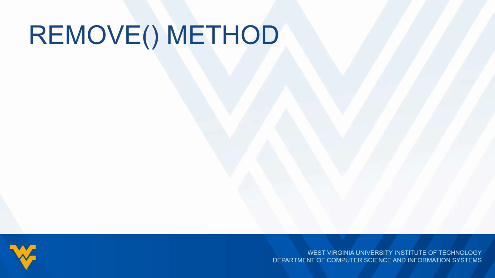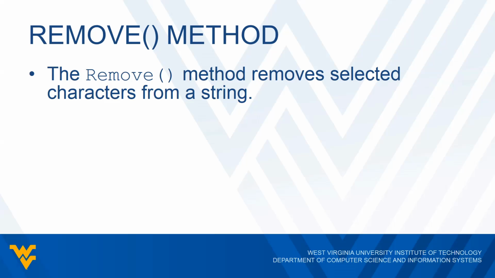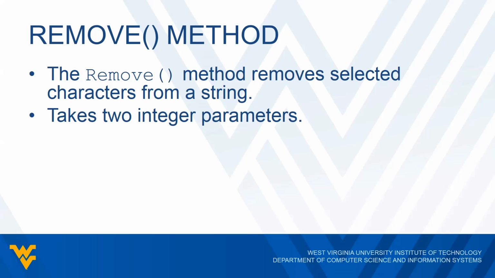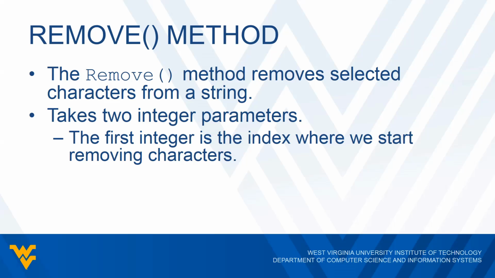The next method, called the remove method, is also a different method from what we've seen in other languages. The idea with this method is that we are going to remove selected characters from a string. The difference is how we go about removing those characters. So this method is going to take two integer parameters. The first integer is going to be the index of where we start removing characters. So notice we haven't mentioned anything about exactly what character to remove. We're not worried about that.